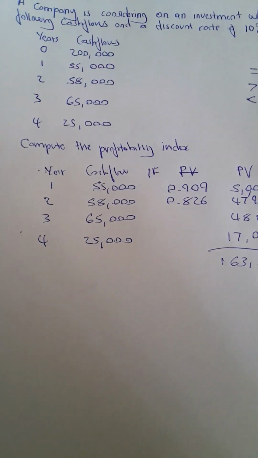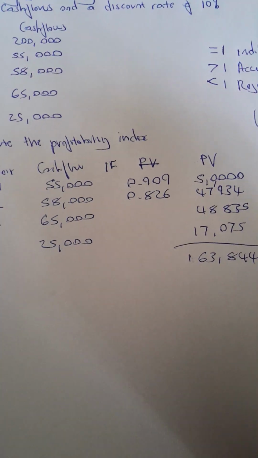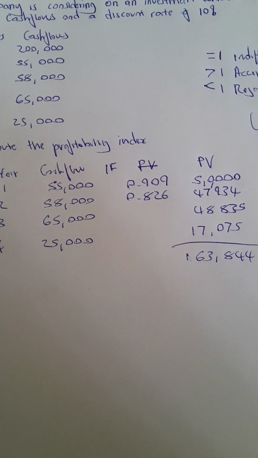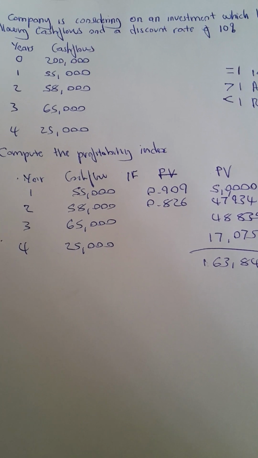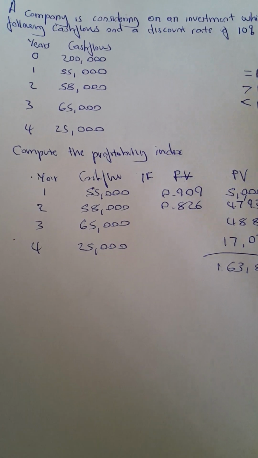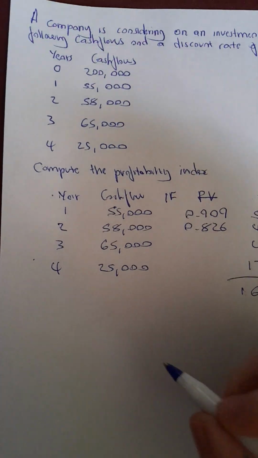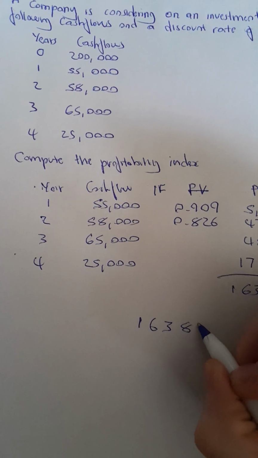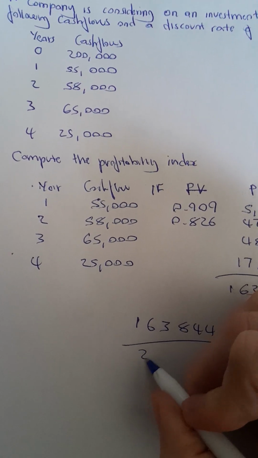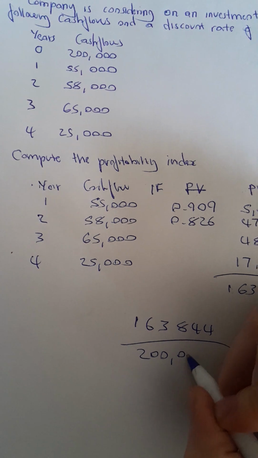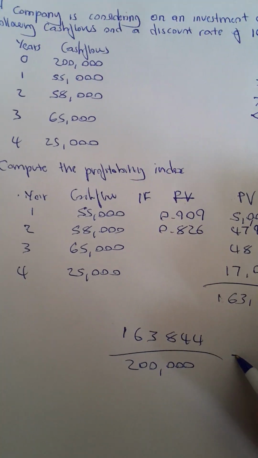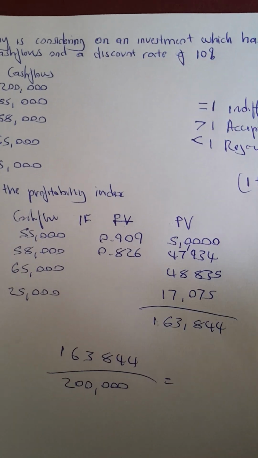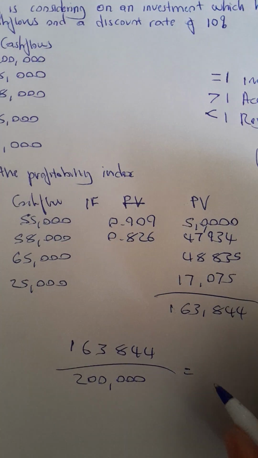So profitability index being the ratio between the present value and the cash outflow, we'll have to take 163,844 divided by the capital outlay, which is 200,000. That is 163,844 divided by 200,000. So we will get 0.819.